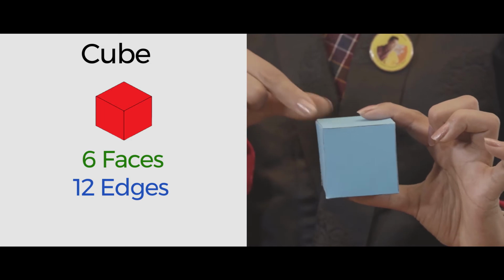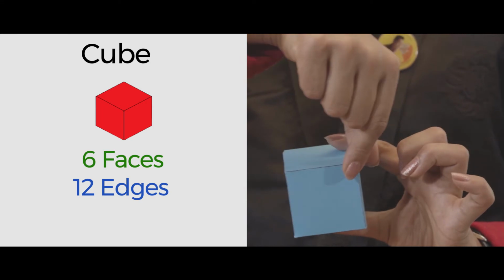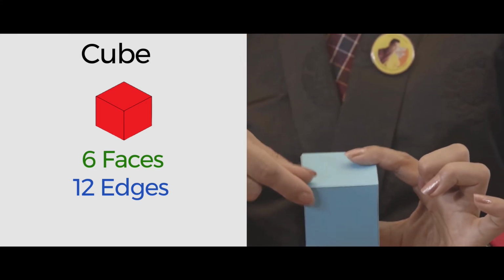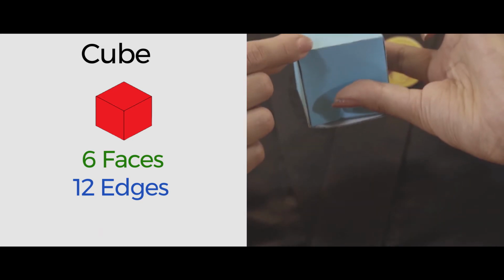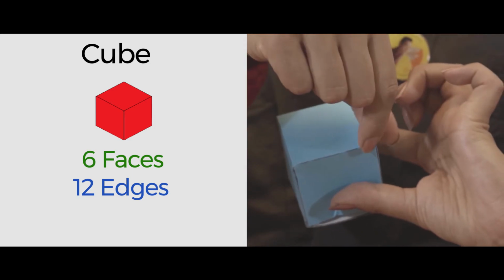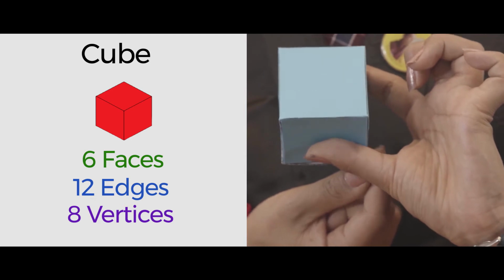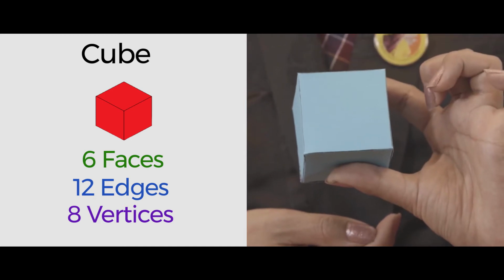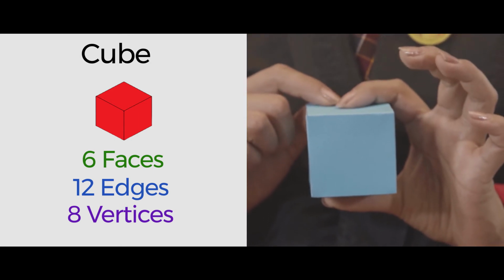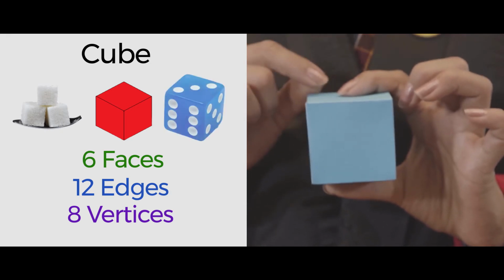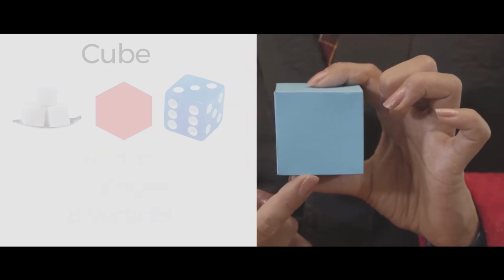Now let us look at the corners of this shape. Okay? We have 1, 2, 3, 4. Turn it over. 5, 6, 7, and 8. So this shape has 8 vertices. Have you seen these cubes anywhere before? Well, the sugar cubes and the dice that you play with, they are all in the shape of a cube.